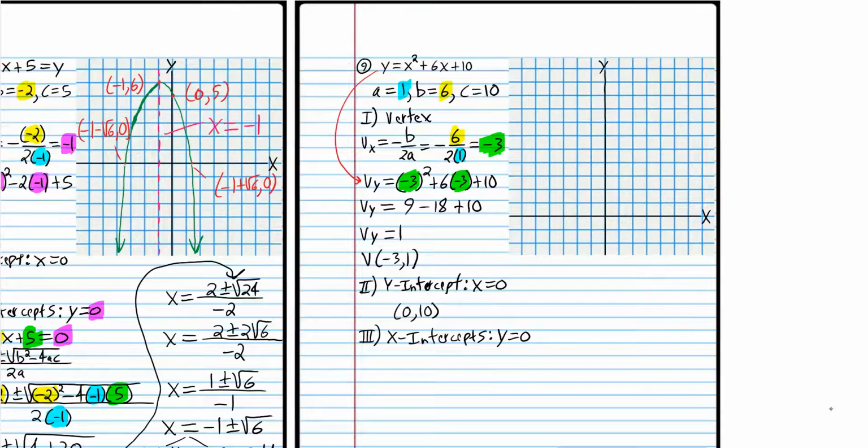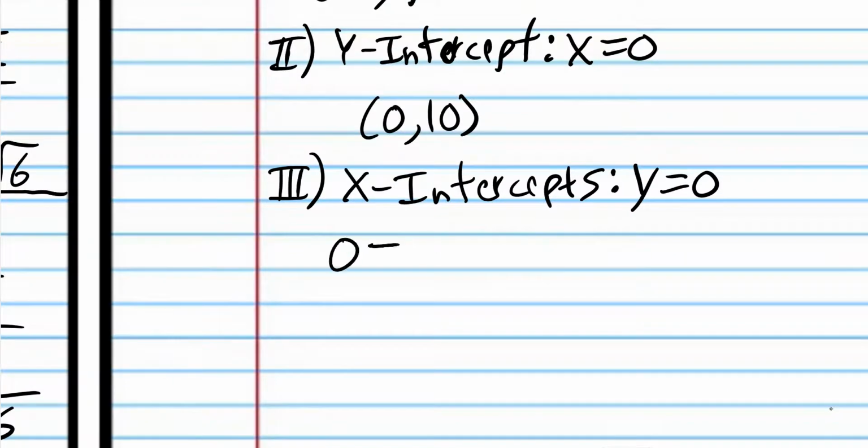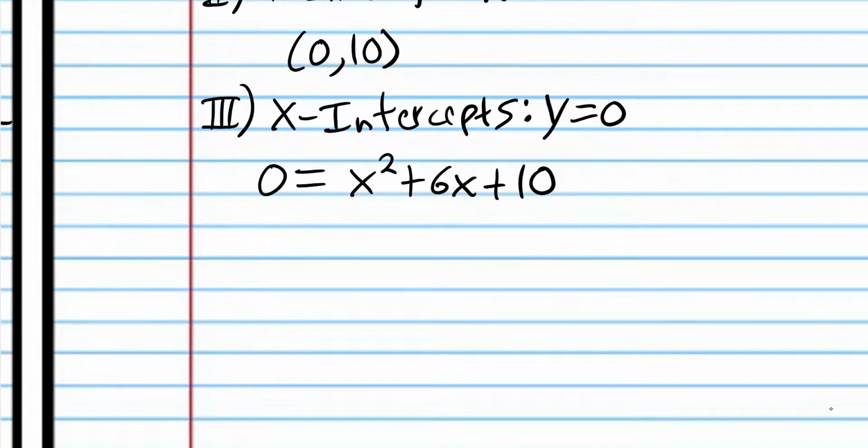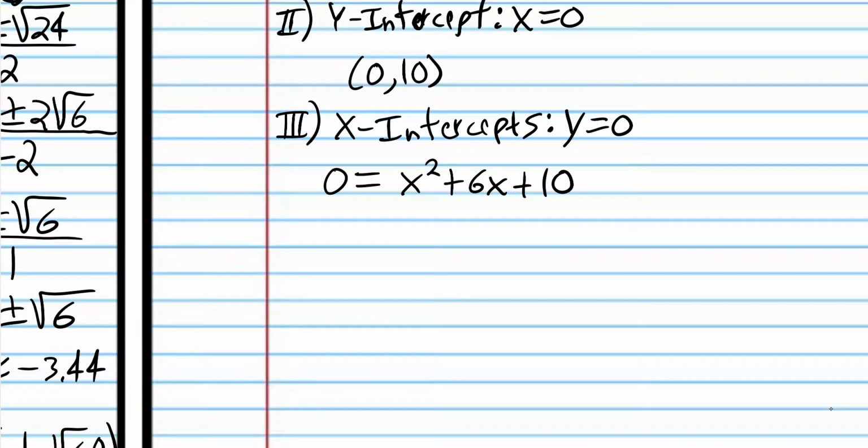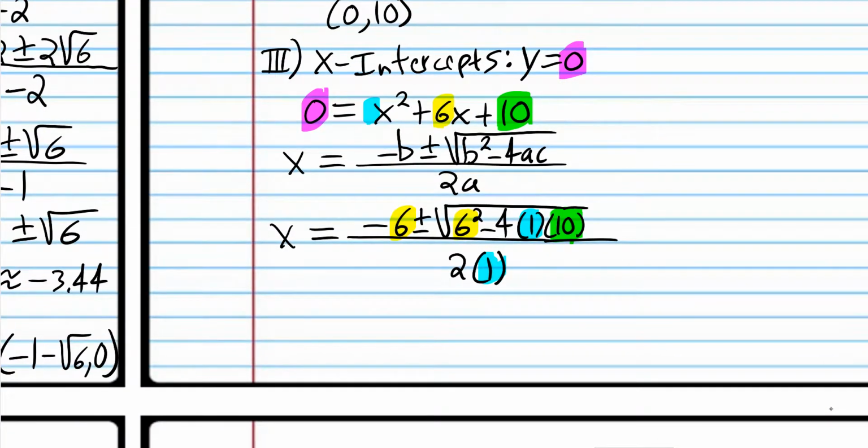And so we get 0 is equal to x squared plus 6x plus 10. This is not easily factorable, so we're going to have to use the quadratic formula. And just to be clear, we're plugging in 0 for y. So now we just simplify, and we have x is equal to -6 plus or minus root 36 minus 40 over 2.